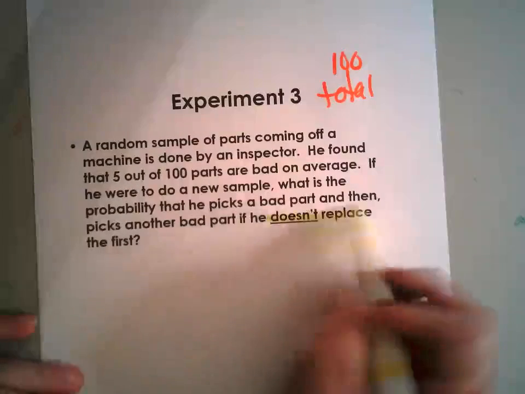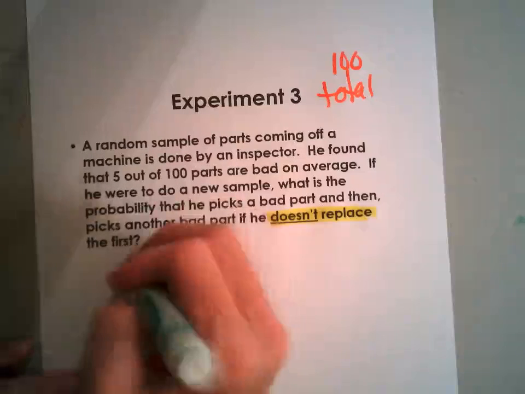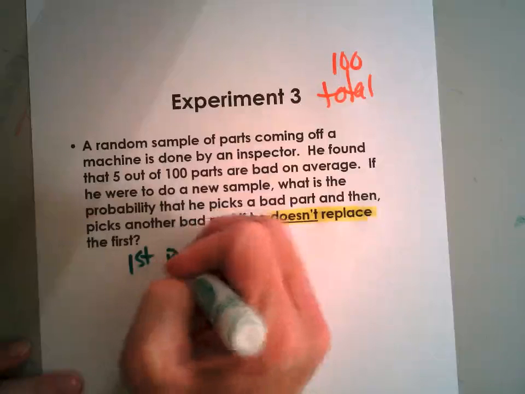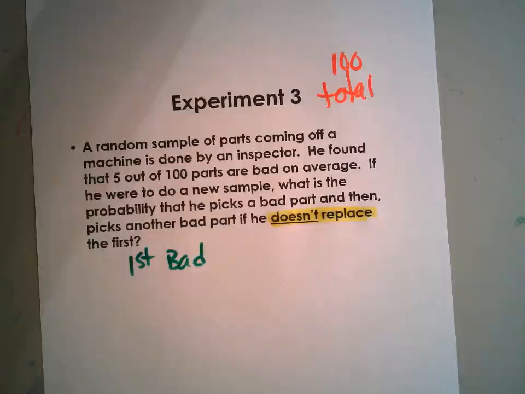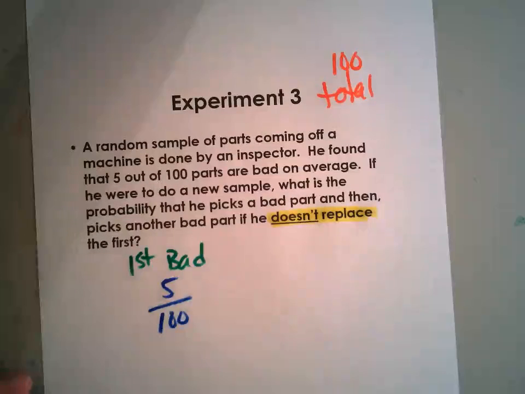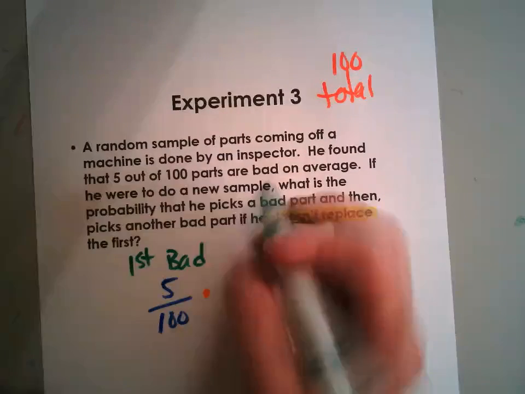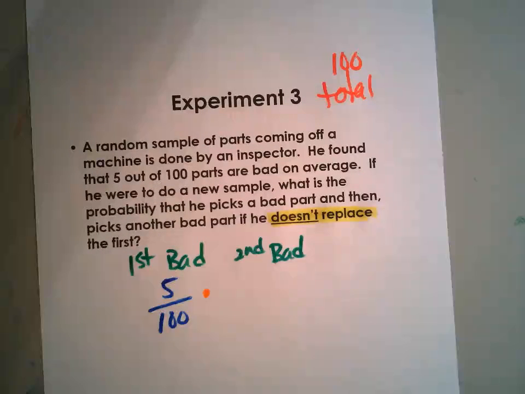So here we have, that is our dependency right there. We have the first part, we want it to be bad. And so what's the probability of being bad? It's 5 out of 100. This is an "and" problem, so we're going to multiply. Our second part, we also want it to be bad.